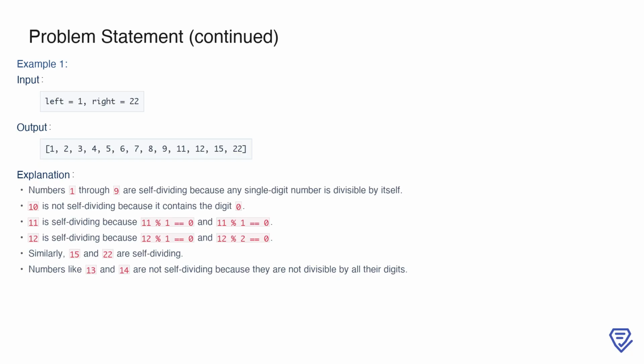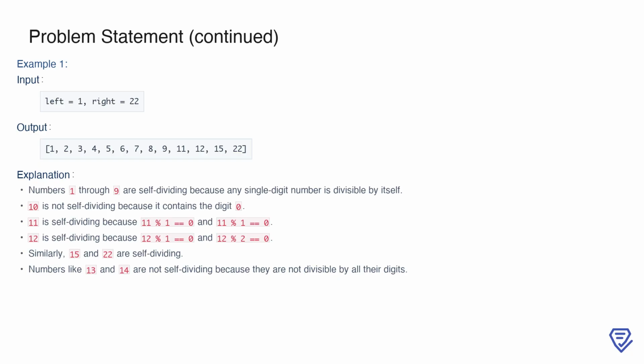If the input range is left equals 1 and right equals 22, the output will be 1, 2, 3, 4, 5, 6, 7, 8, 9, 11, 12, 15, 22. This is because single-digit numbers like 1 through 9 are always self-dividing, they are divisible by themselves, and they don't contain the digit 0. However, a number like 10 is excluded because it contains the digit 0, making it invalid.